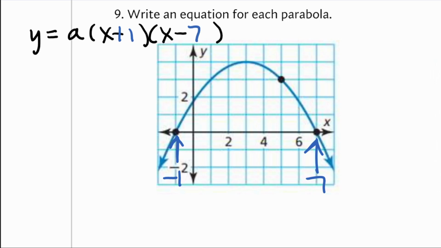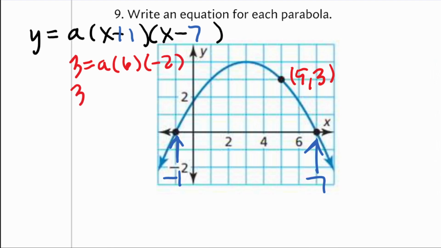-1 and 7. All right, and then we also know that the point 5 and 3 is on the graph. Okay, so I'm going to plug in x equals 5 and y equals 3 to solve for a. 5 plus 1 is 6, and 5 minus 7 is -2. So I've got 3 equals -12a, and a will be -1/4, because 3 divided by -12, yeah, that's the same as -1/4. And I'm going to plug that in there. I'll say y is -1/4 of x plus 1 times x minus 7.